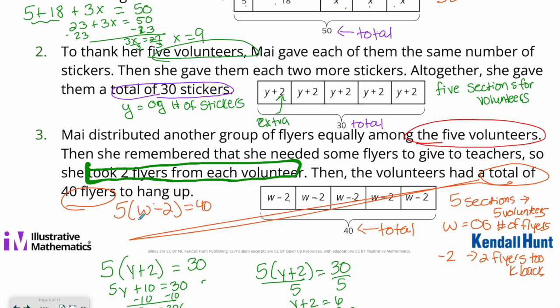We could distribute, or 40 is divisible by 5. So I end up with W minus 2 equals 8. Well, we haven't done any with subtraction yet, but if we think about it, if some number minus 2 equals 8, that means W has to be bigger than 8, so we're going to add 2 to both sides to get W equals 10.